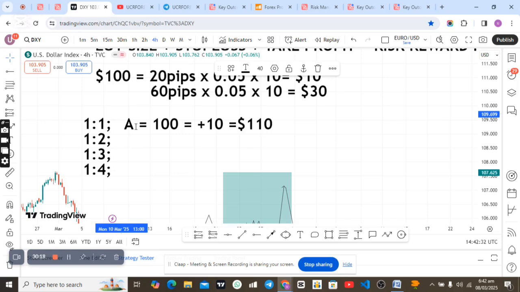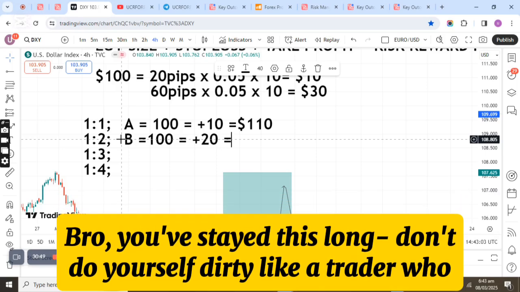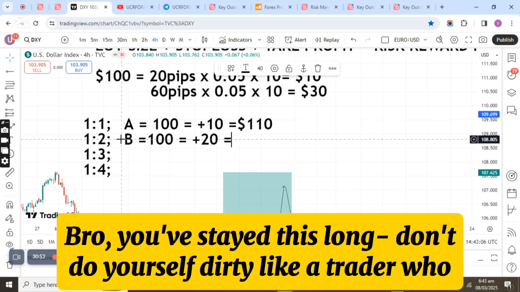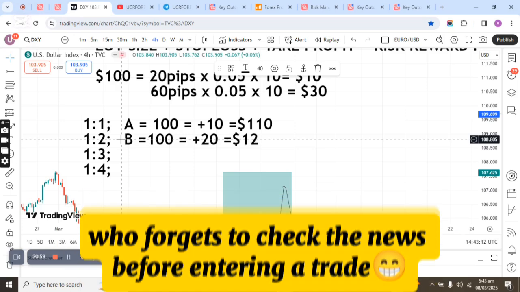Then the second person, Mr. B, is using 1:2. He still has a capital of 100 USD, and then he makes a profit. You know that he's not going to make a profit of 10 USD, because he's not like the first person who is risking 1:1, risking $10 to make $10. This person is risking $10 to make double of it. Now his profit is 20 USD. The very moment the market hit his take profit, he is at 120 USD, right?